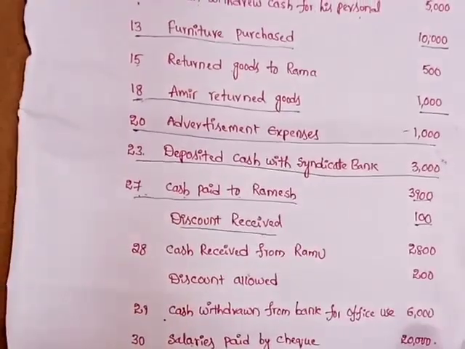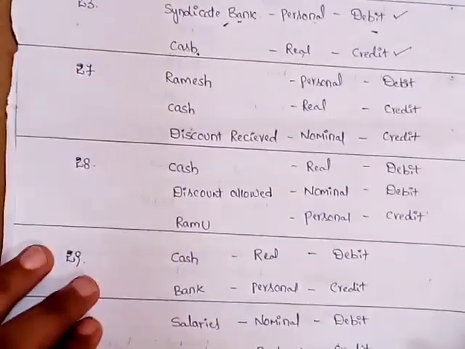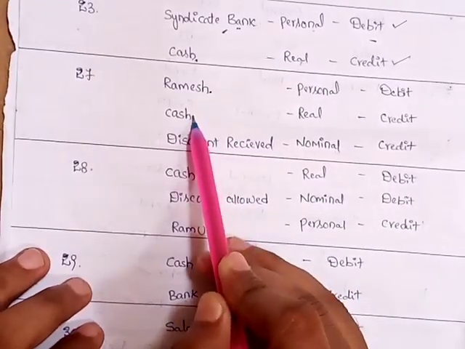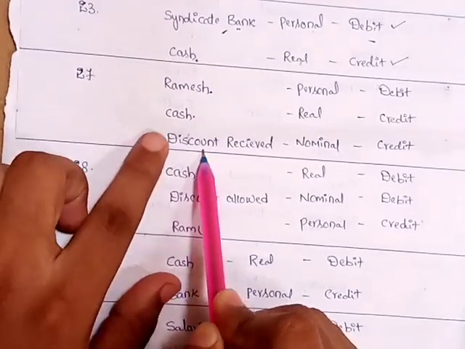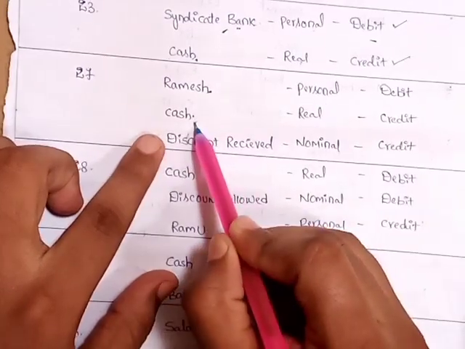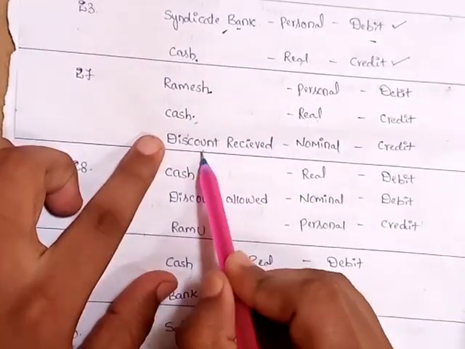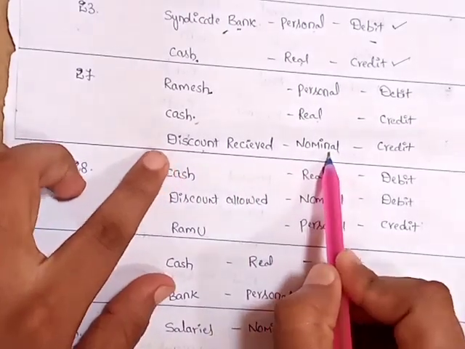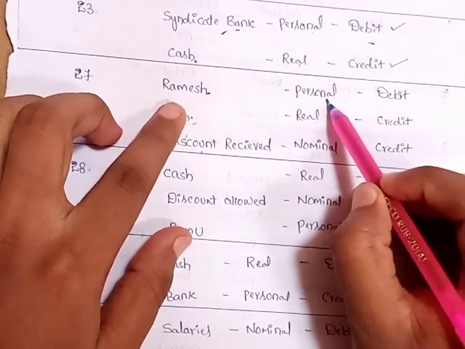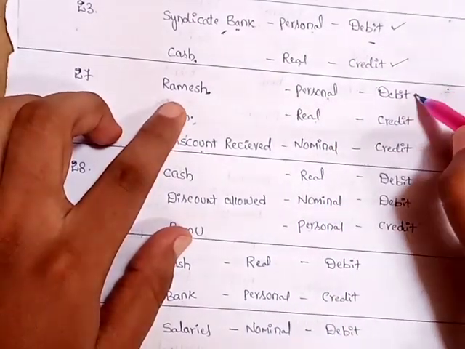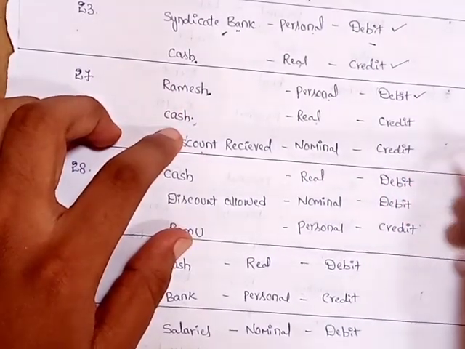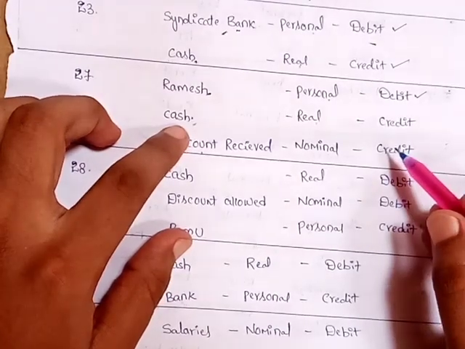In that case, there are three aspects involved. One is Ramesh, second one cash, third one discount received. So here Ramesh is a person, that's why personal account, cash asset, that's why real account, discount received income, that's why nominal account. So here Ramesh is a receiver, that's why according to personal account, receiver will be debit, and when we paid cash to Ramesh, cash will go out from the business.